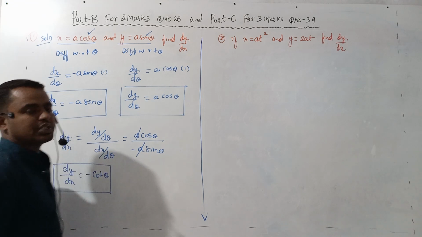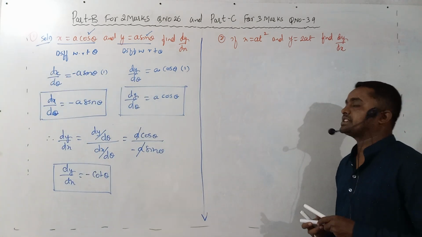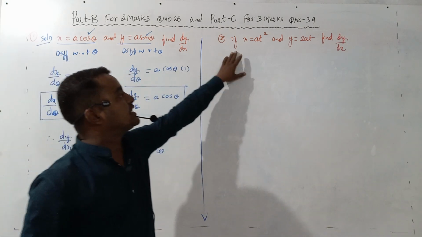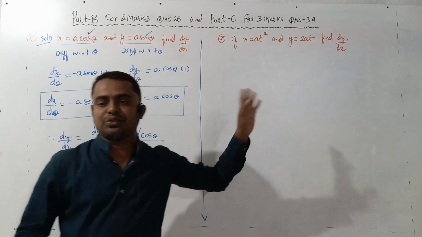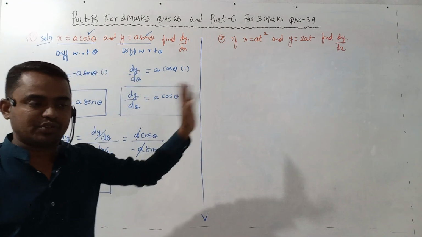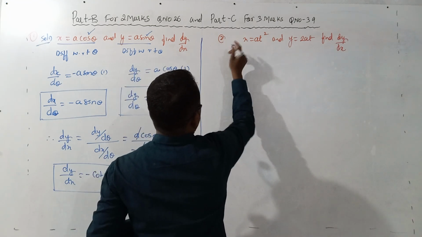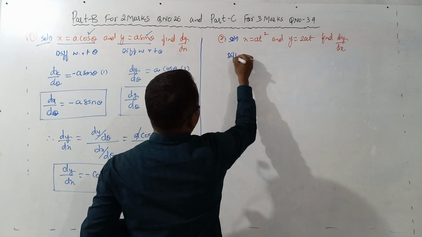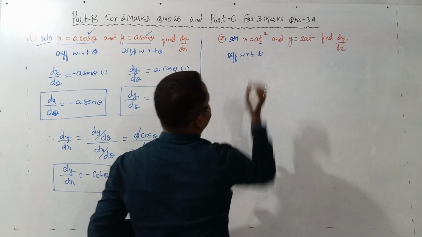In this way we have to solve the problems of parametric equations. Now the second problem. See here, second problem: if x is equal to a t square and y is equal to 2 a t, find dy by dx. This question was already asked in the examination for 2 marks in Part B. So write the first step of the solution as it is. Now differentiate with respect to the third variable here, t.